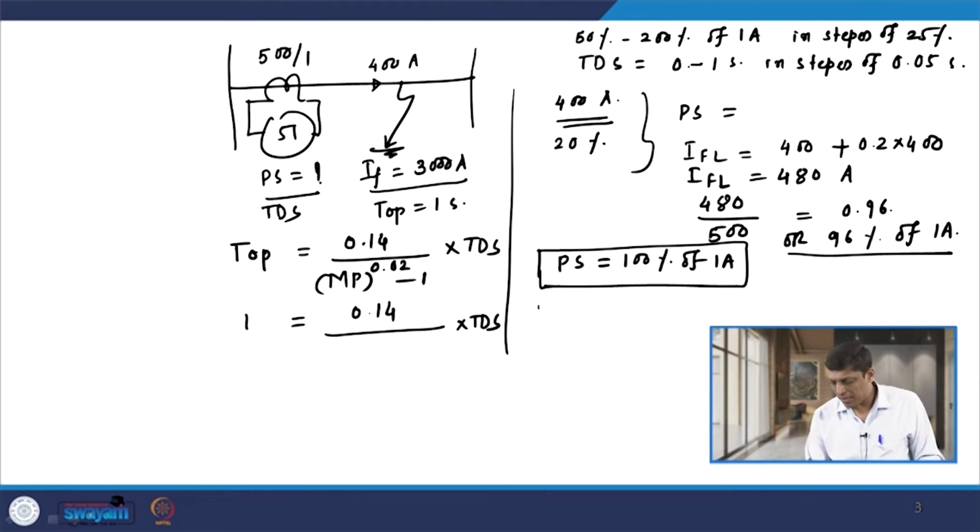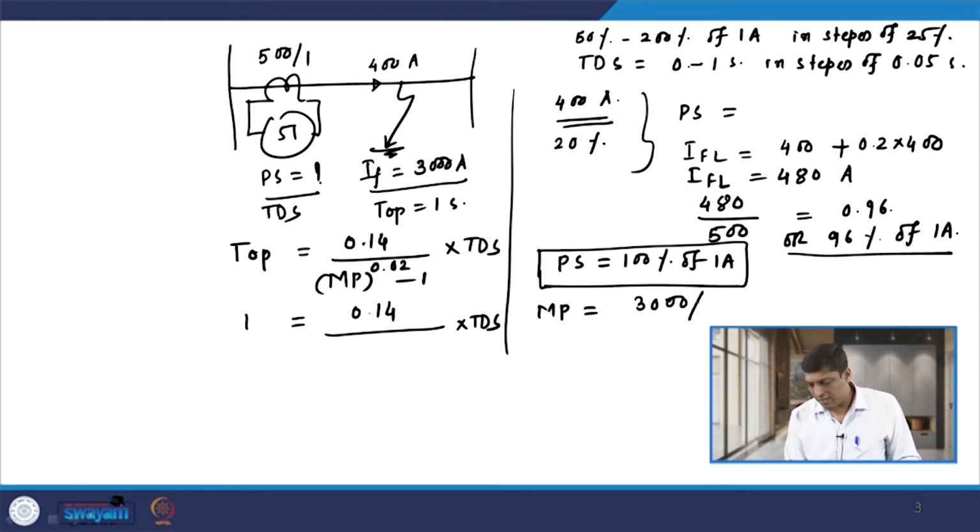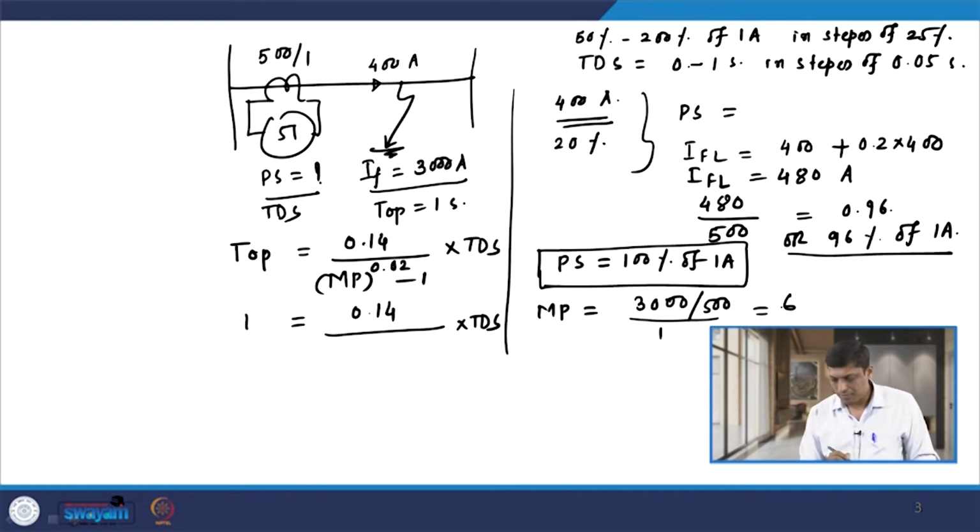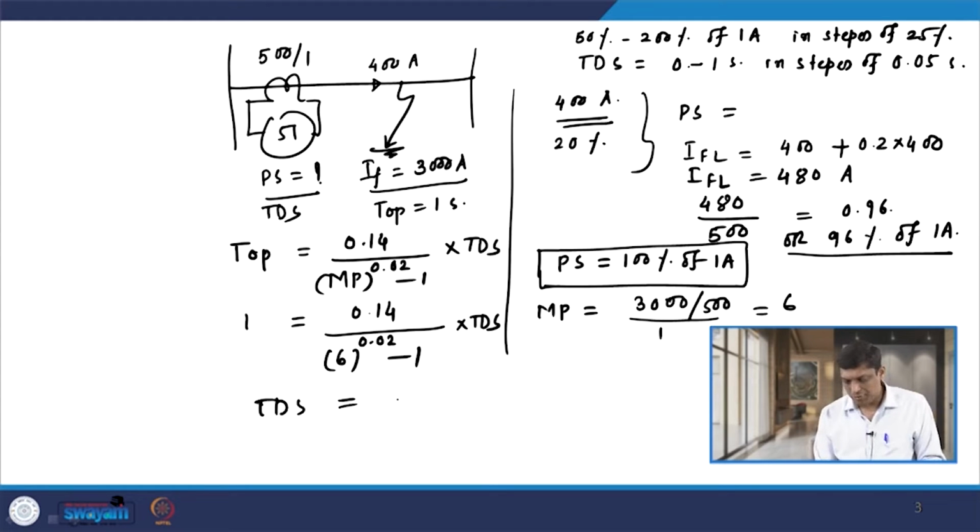The multiple of pickup current we can find out, as the fault current magnitude is given as 3000 ampere. We know that the multiple of pickup current is given by the fault current referred to the CT secondary side. So, 3000 ampere divided by the CT ratio, that is 500, and the whole divided by the plug setting of the relay, that is 100% of 1 ampere, that is 1. So, that comes out to be 6. If I put this value here, 6 raised to 0.02 minus 1, we can easily calculate the value of TDS. If you calculate it, it comes out to be 0.261.